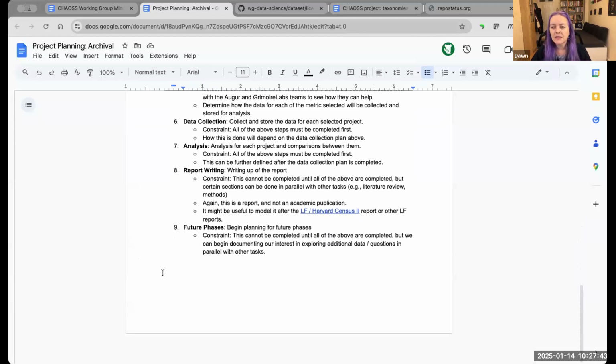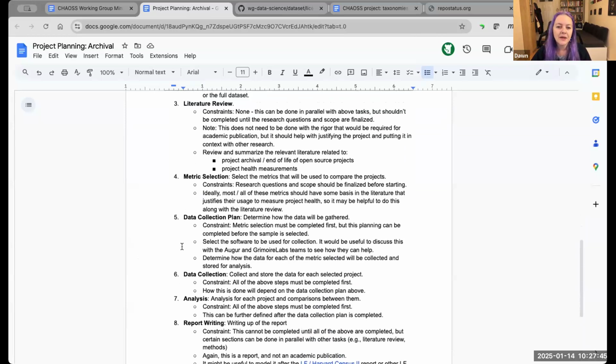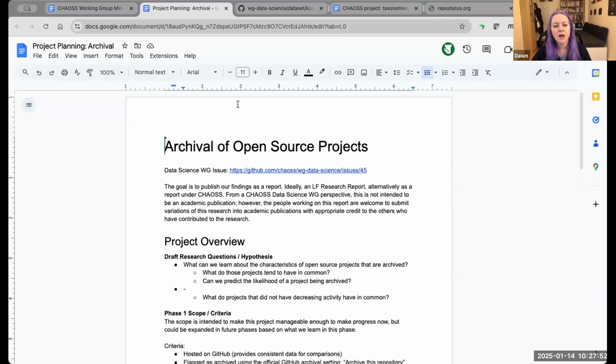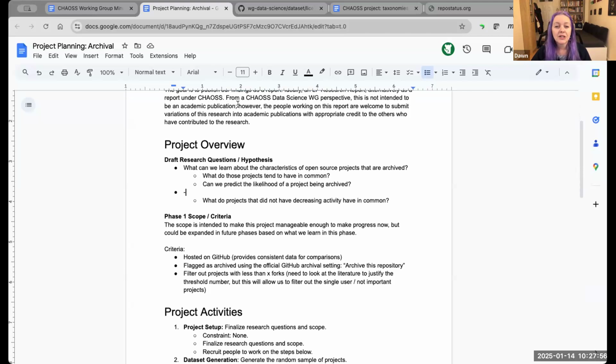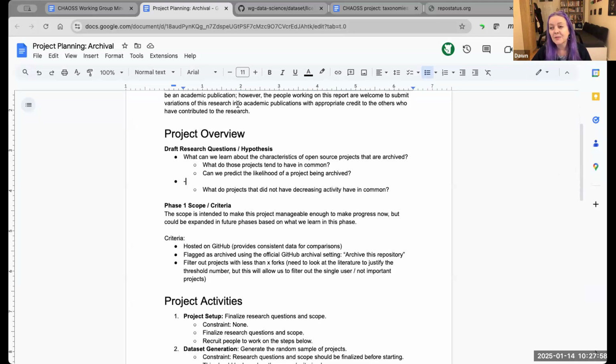So this is what both of these kind of look like. And some of the individual steps are more specific to the actual project. This one is around archival of open source projects, which personally I think is pretty interesting. Like what do some of those have in common? Can we predict the likelihood that something might get archived based on, I don't know, activity or some other criteria?